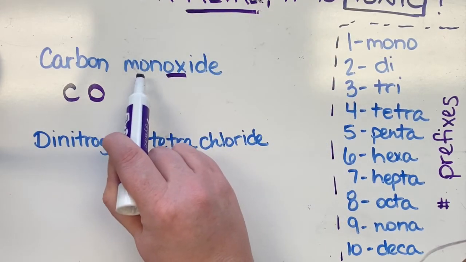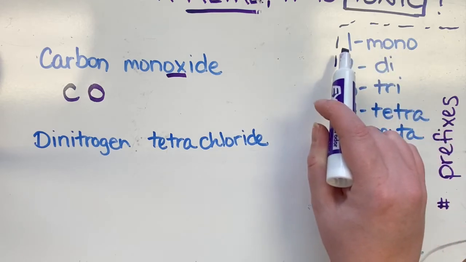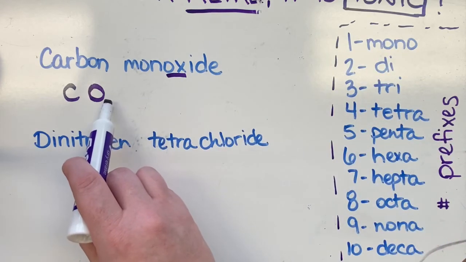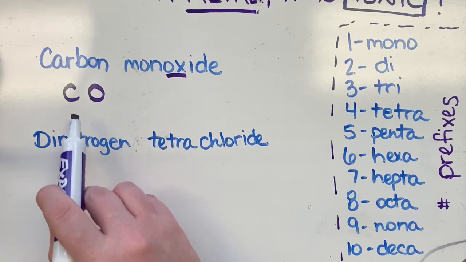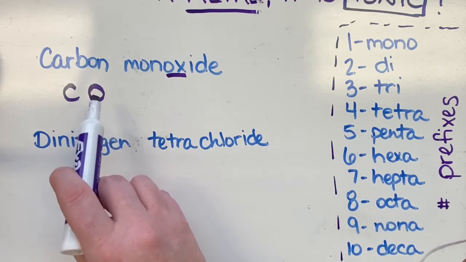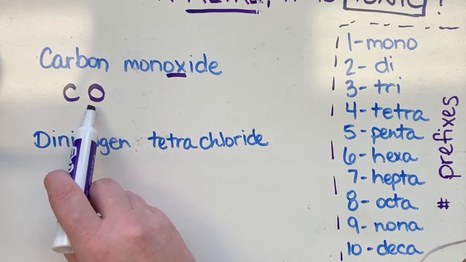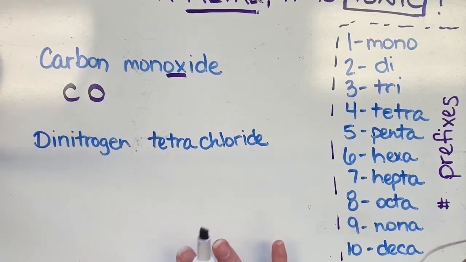Now I have the prefix mono, so I'm going to check my prefix list. Mono means one, so that means that there is only one oxygen atom. So remember, if it's just one, you don't have to write any subscripts. So to correctly go from the word carbon monoxide to the formula, it would just be written as CO. So let's look at our next example that does have number prefixes that we'll need to write as subscripts.